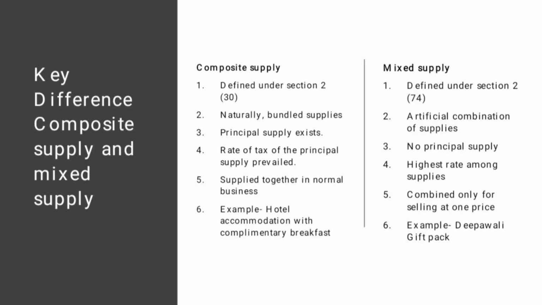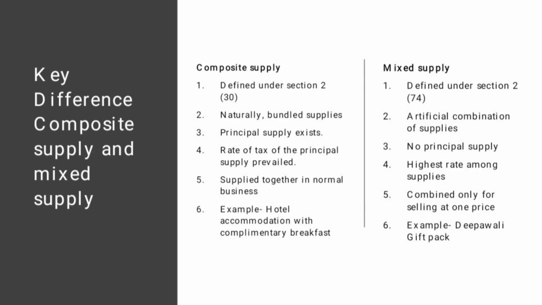Simple. Go through the key difference. Composite supply is defined under section 2 subsection 30. Mixed supply is defined under section 2 subsection 74. Composite supply is naturally bundled.